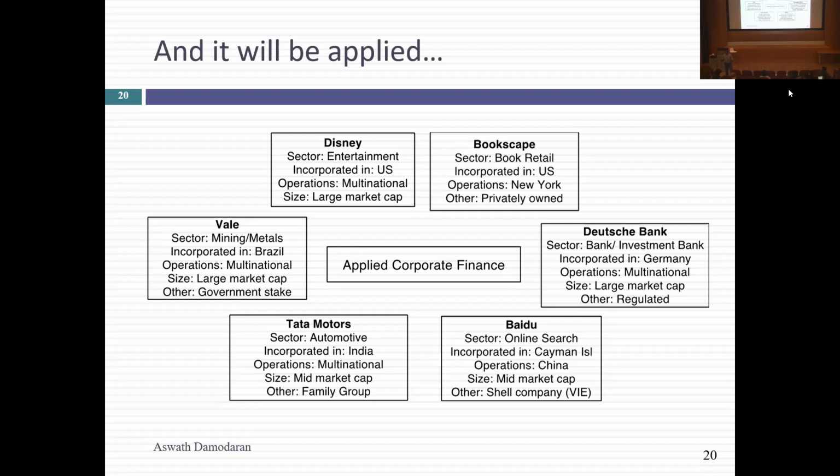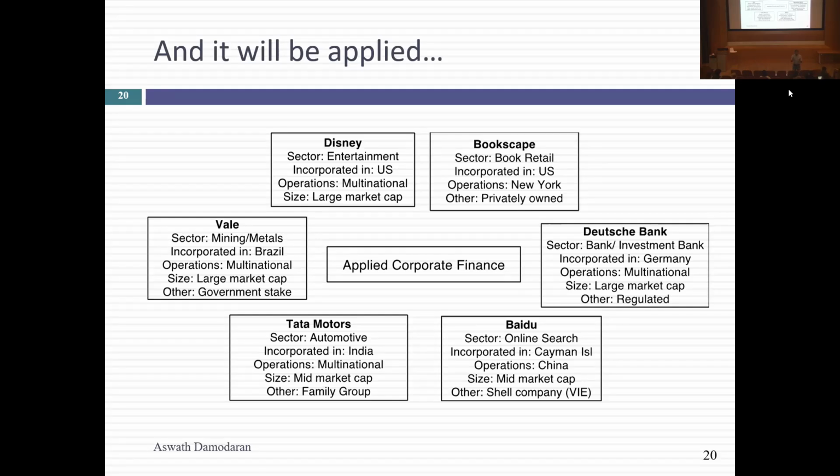And I want to talk about how corporate finance works there. How do you pick projects? How do you fund those projects? Those five are all publicly traded companies in different parts of the world. The sixth company I'm going to value is not a company. It's a privately owned bookstore in New York City that I've changed the name on. I'm going to call it Bookscape. It's a small privately owned bookstore.